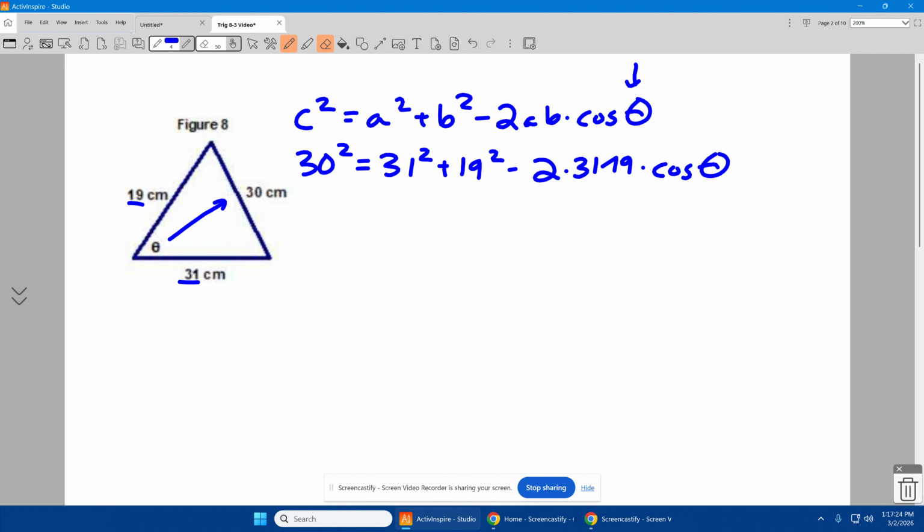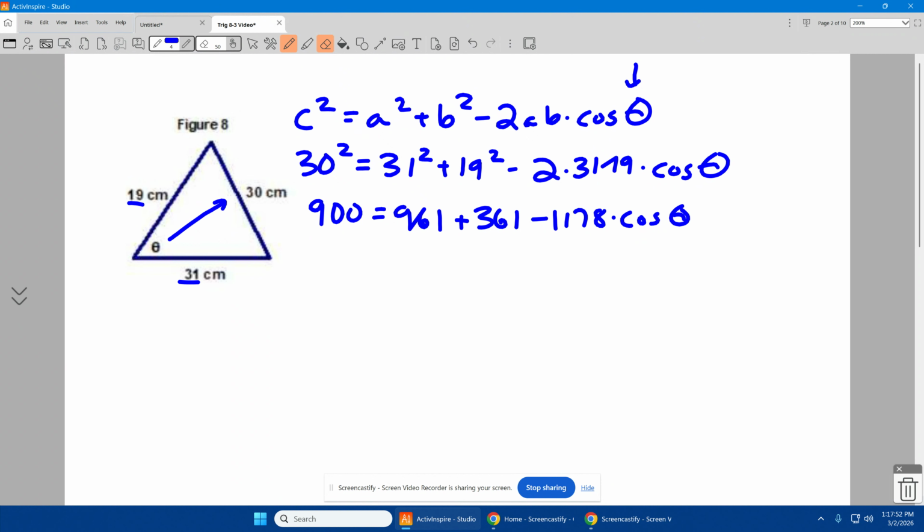Now, when we do this, we get 30 squared is 900. 31 times 31 is 961. 19 times 19 is 361. Is that right? Yeah, 361. And then when I multiply all this, I did it earlier, I did get 1178 times cosine of theta.